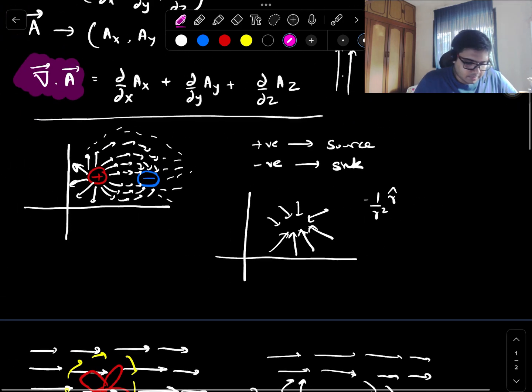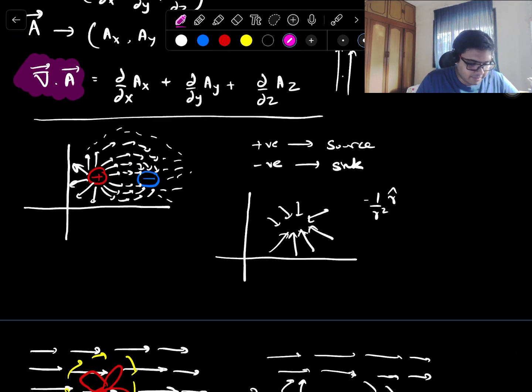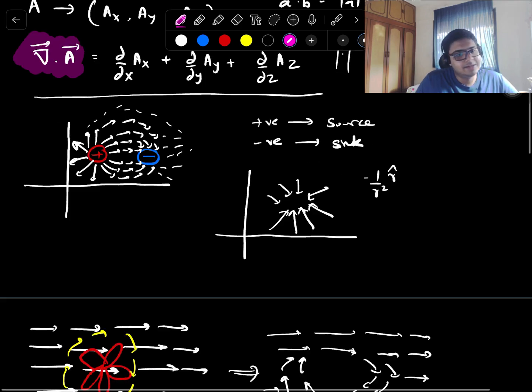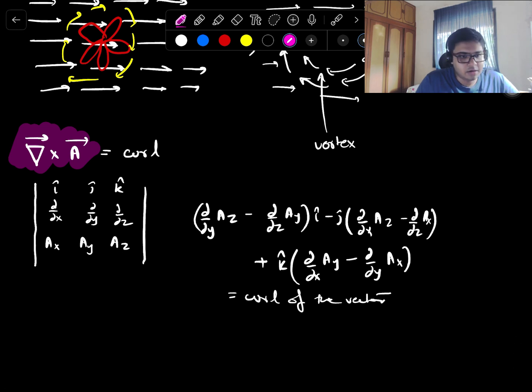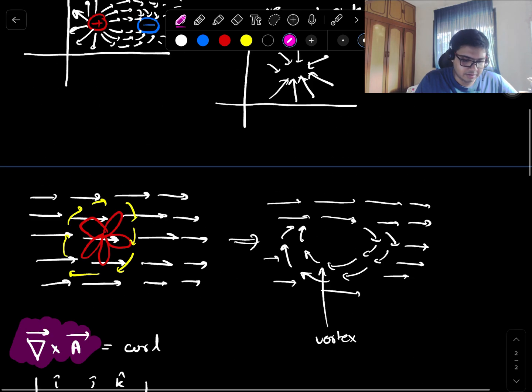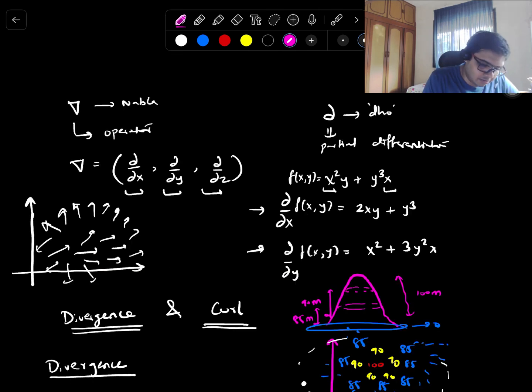Similarly, when we find the divergence of a vector, we get a scalar field. But when we perform the curl of a vector, we get a vector field because the cross product always yields a vector. So yeah, this was the basic introduction of the nabla operator.